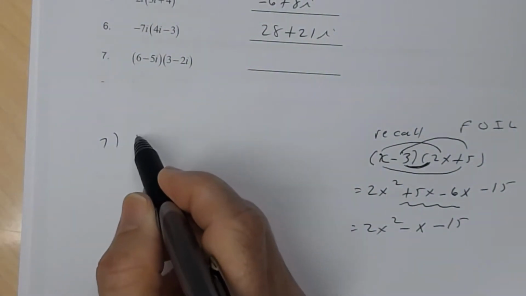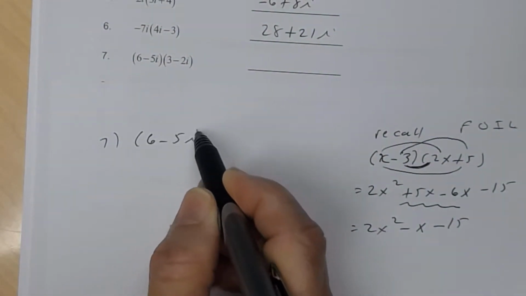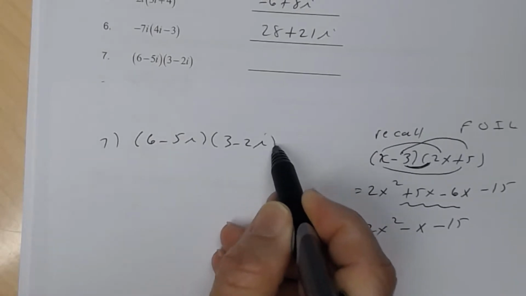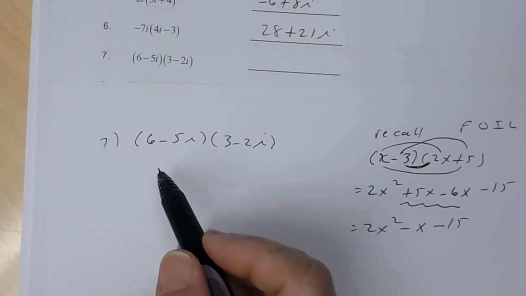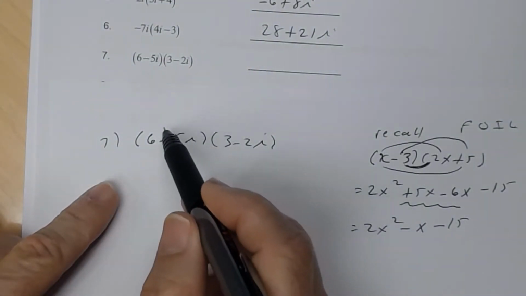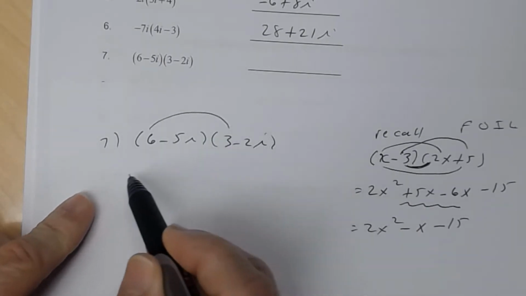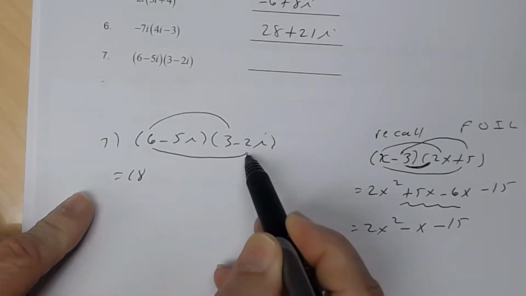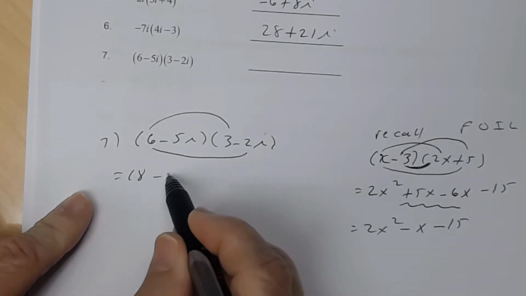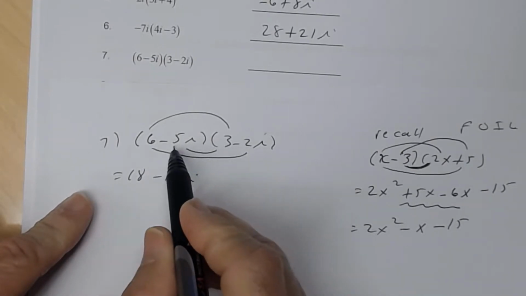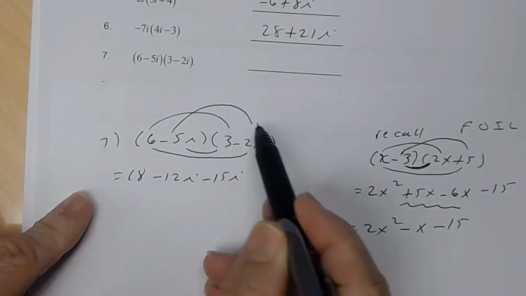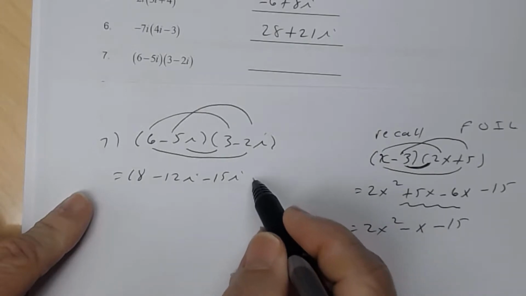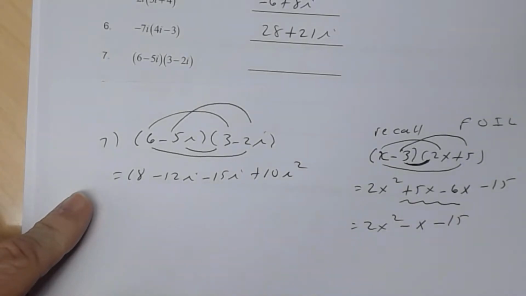So number 7, you had 6 minus 5i times 3 minus 2i. And so again, you're dealing with two binomials, so you use the FOIL method. So you're going to say 6 times 3 is 18. The outer, 6 times a negative 2i is a negative 12i. The inner, a negative 5i times 3 is a negative 15i. And then the last, a negative 5i times a negative 2i is a positive 10i squared. All right, so don't forget that i times i is i squared.